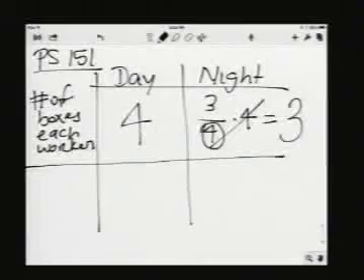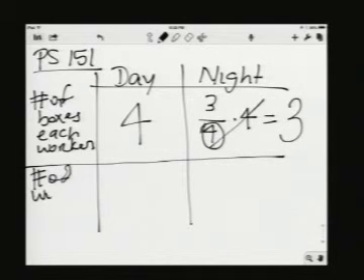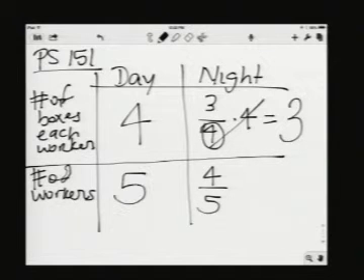If we continue to read, the problem says, if the night crew has 4/5 as many workers as the day crew, so now we're given information about the number of workers. It tells us that the night crew has 4/5 as many workers. So again, if we choose a number for the day crew, let's say we choose 5, then we multiply by 4/5 and we have 4 workers on the night crew.